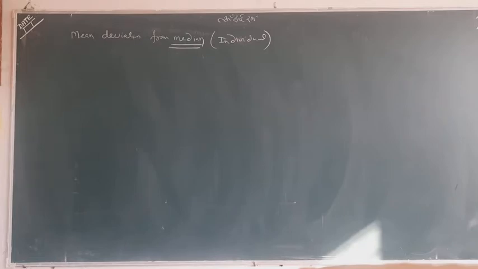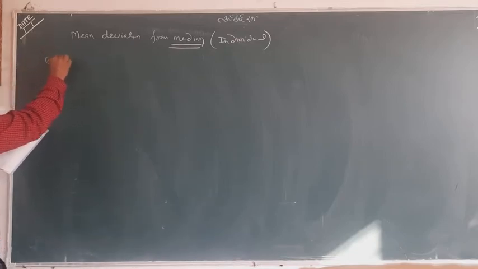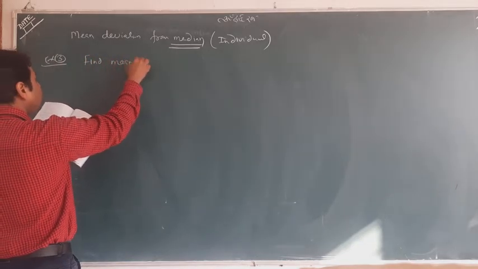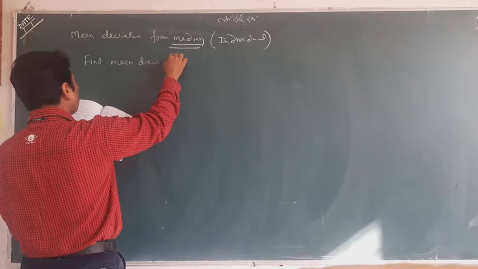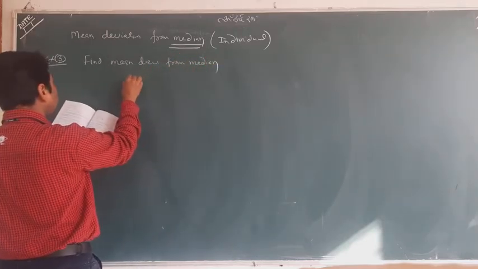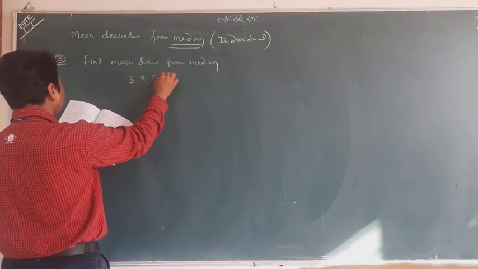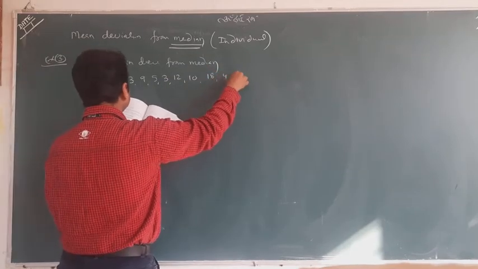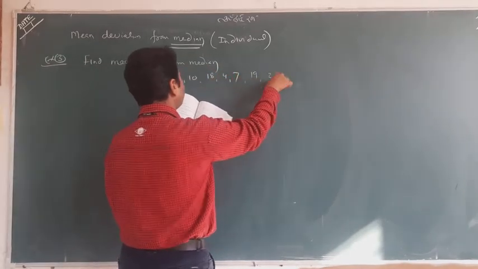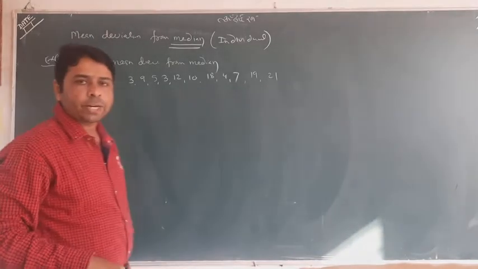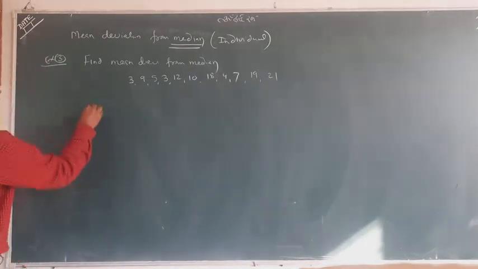Example number third. Find the mean deviation from median for the sequence 3, 9, 5, 3, 12, 10, 18, 4, 7, 19, 21. This is the question. I repeat, how can we do this question? First of all, you write this in order.